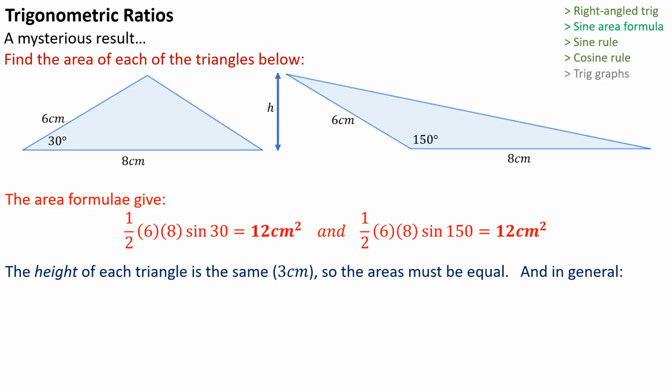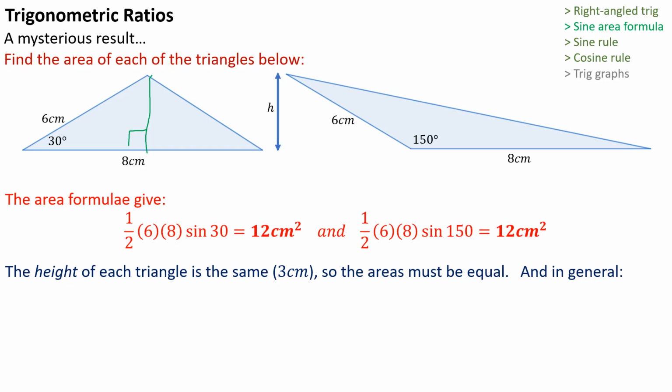If you look carefully, you can use a bit of right-angled trigonometry, just like we were doing before, to perhaps split the triangle on the left by drawing a line down here. Use our right-angled triangle rules. If we do 6 times sine 30, that will give us the height, which is 3 centimeters.